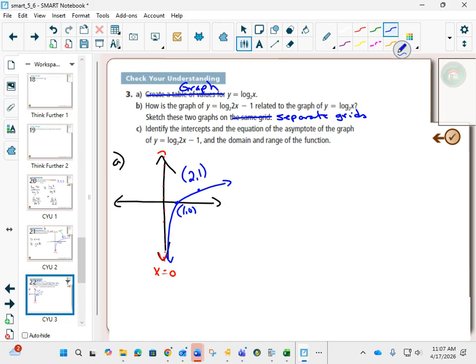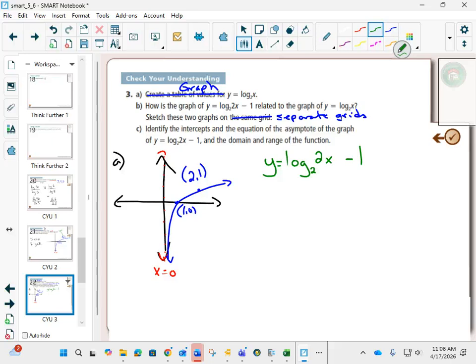And now we're going to graph log base 2 of 2x minus 1. We're going to do it on a separate grid, but I'm going to write it out here. I can write it in green because I'm going to graph this one in green. Log base 2 of 2x minus 1. This is a review of chapter 3. We're going to do our transformations.